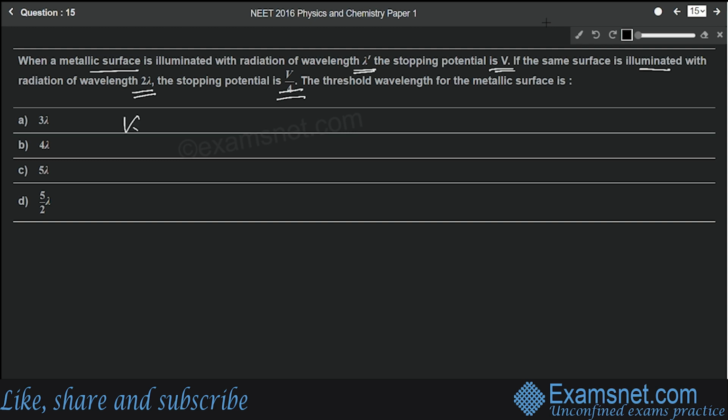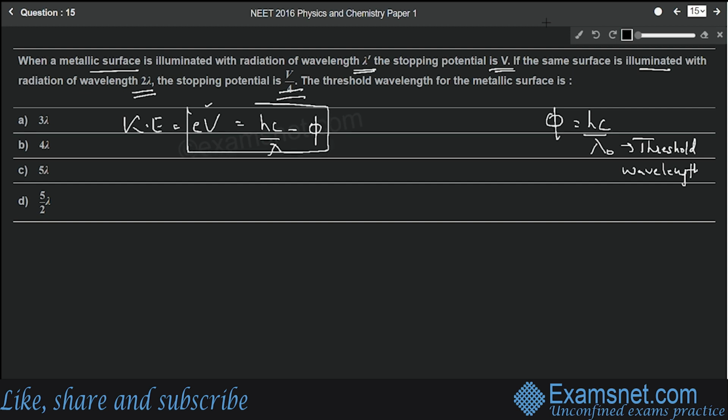So we know the equation kinetic energy equals eV, and that is equal to hc by lambda minus phi. V is the stopping potential, lambda is the wavelength. And what is the value of phi? Phi is equal to hc by lambda naught, where lambda naught is the threshold wavelength, about which the question has been asked. So we have to find the value of lambda naught in terms of lambda. So first we'll use phi only. Let's suppose this equation eV equals hc by lambda minus phi is equation number 1.